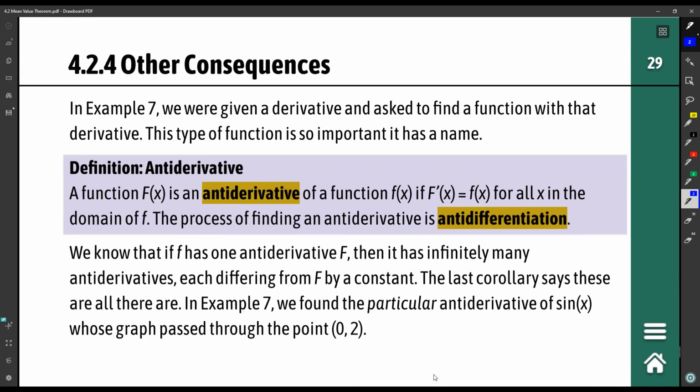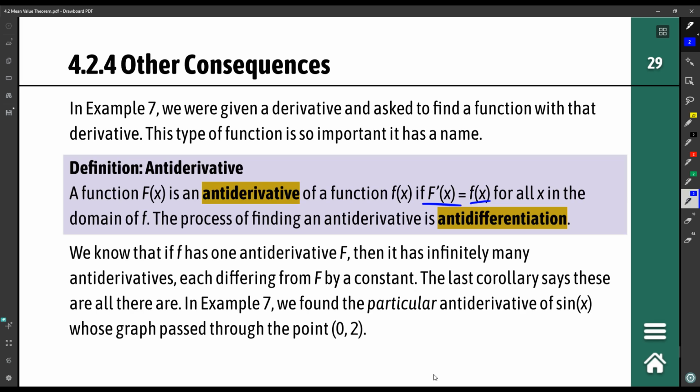Here's back to the main idea. In the example we just did, we were given a derivative and asked to find a function that has that derivative. This type of procedure is so important that it's actually given a name because it's referred to so often. That name is antiderivative. A function capital F of x is an antiderivative of a function little f of x if the derivative of capital F of x is equal to the function little f of x for all x in the domain. The process of finding that antiderivative is called antidifferentiation.